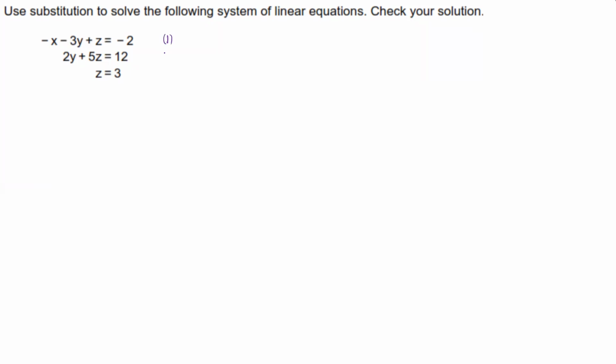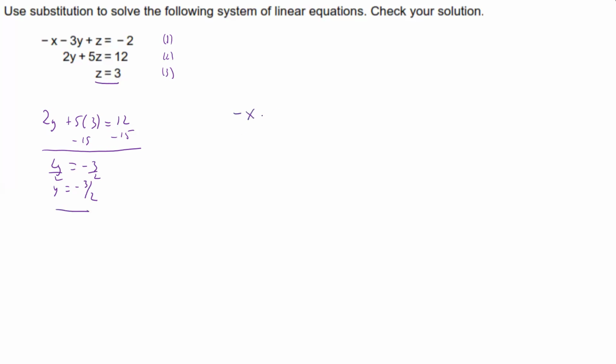So we again have equations 1, 2, 3. We're going to plug 3 into equation 2, and that's going to give us 2y plus 5 times 3 equals 12. That's 15, so I'm going to subtract 15. So 2y equals negative 3, or y equals negative 3 halves once you divide by the 2. Okay. So now I know z and I know y, so now I can plug into the first equation and get x.